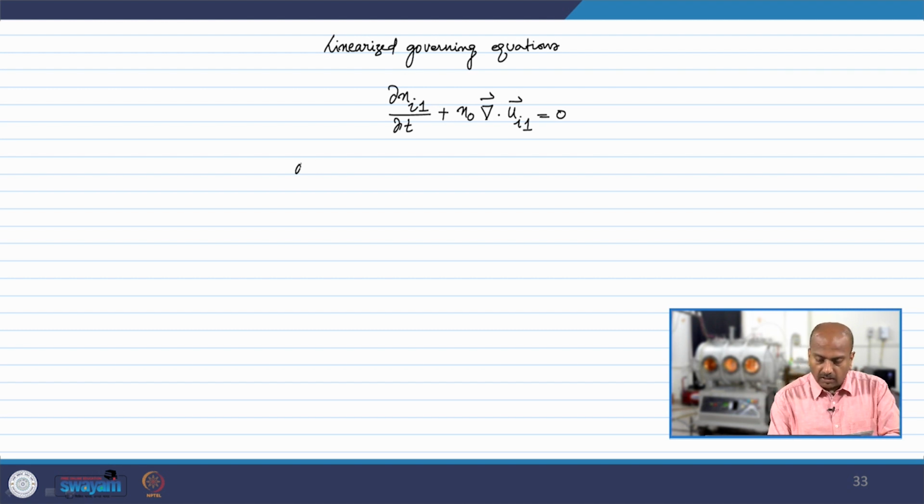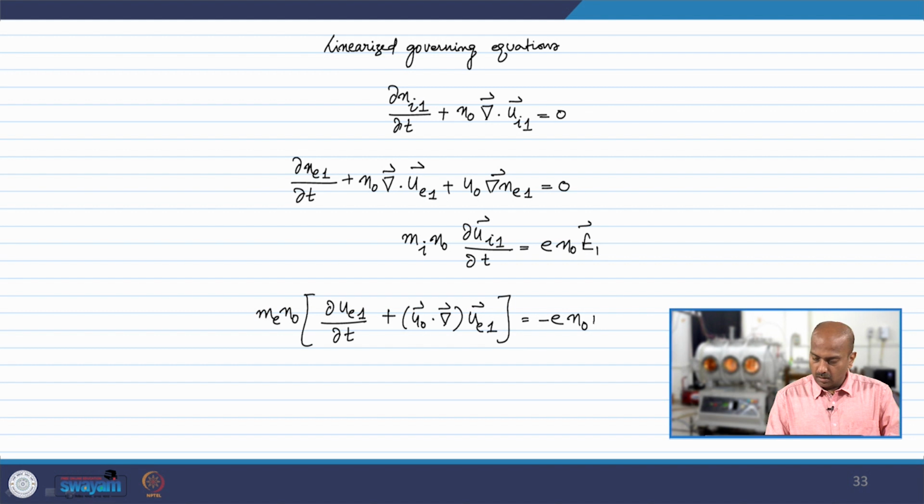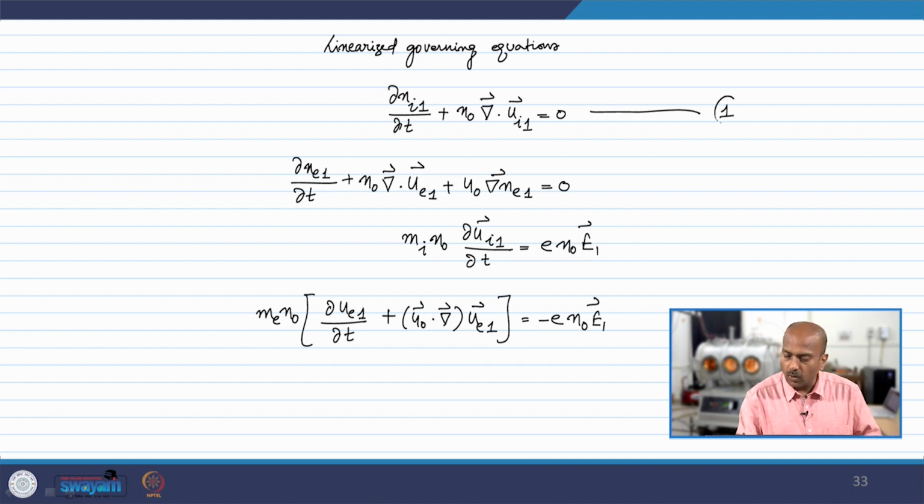Then I will keep writing the other equations: ∂n_E1/∂t + n_0 ∇·u_E1 + u·∇n_E1 = 0, m_I n_0 ∂u_I1/∂t = e n_0 E_1, and m_E n_0 (∂u_E1/∂t + u_0·∇u_E1) = ... So, this is equation number 1, 2, 3, 4.